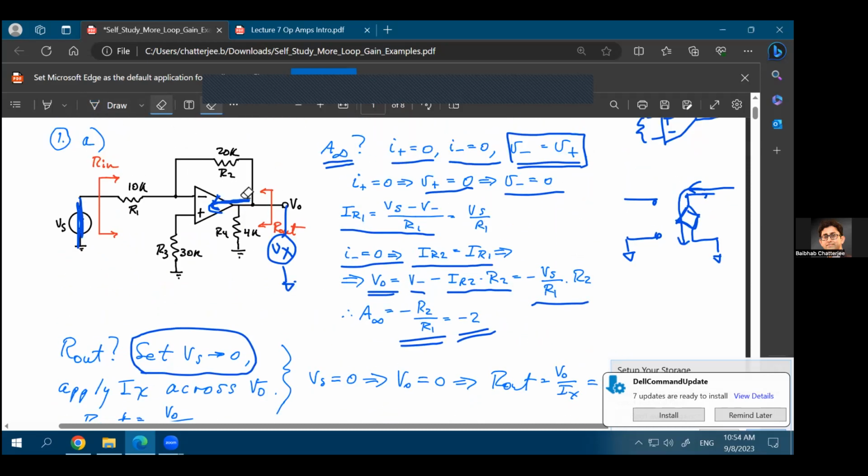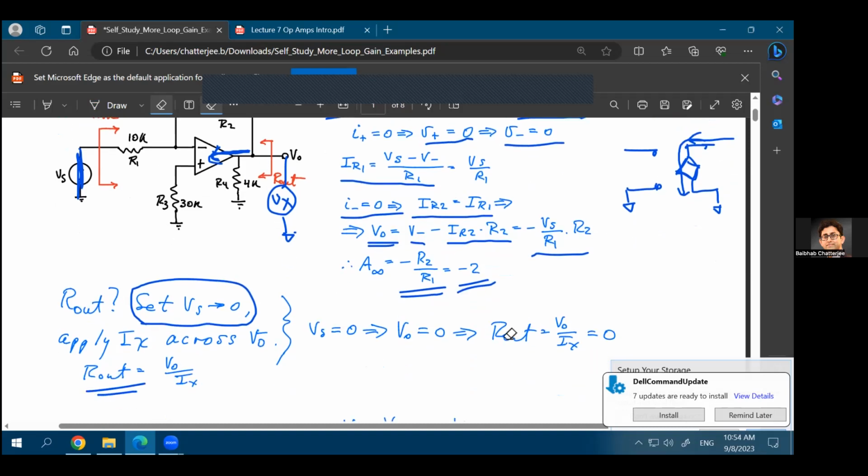Because you have a 0 resistance in parallel with the resistance on top and the resistance in bottom. So the overall resistance is still 0. Right? 0 in parallel with a finite resistance equivalently is 0. So the output resistance is 0.